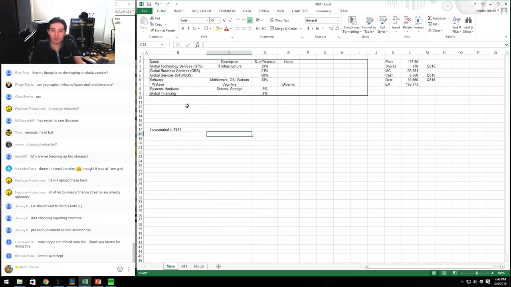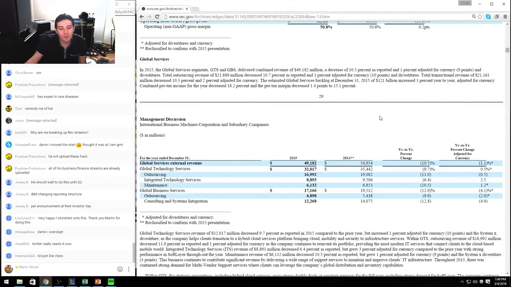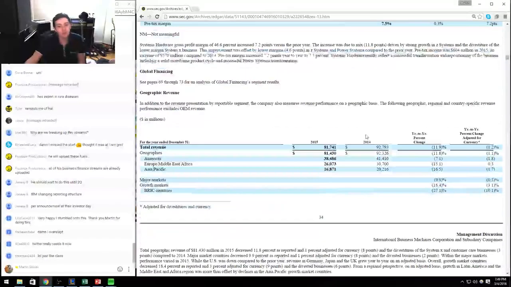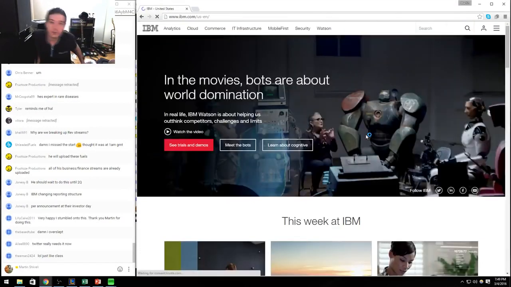Okay, so that's sort of a quick read of the 10Q. We have to read way more. One of the things that I like to do is go to their website.